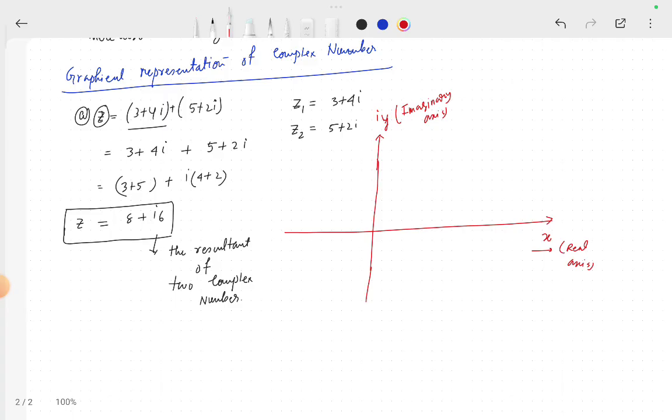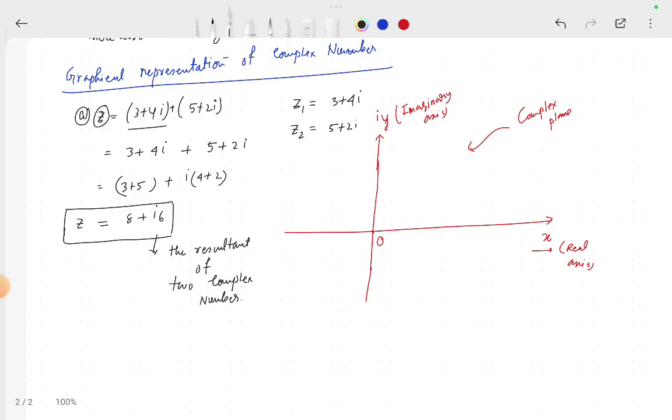Okay, the plane is called the complex plane. So this is the origin, taking it as O. Now, first of all, what is the representation of Z1?